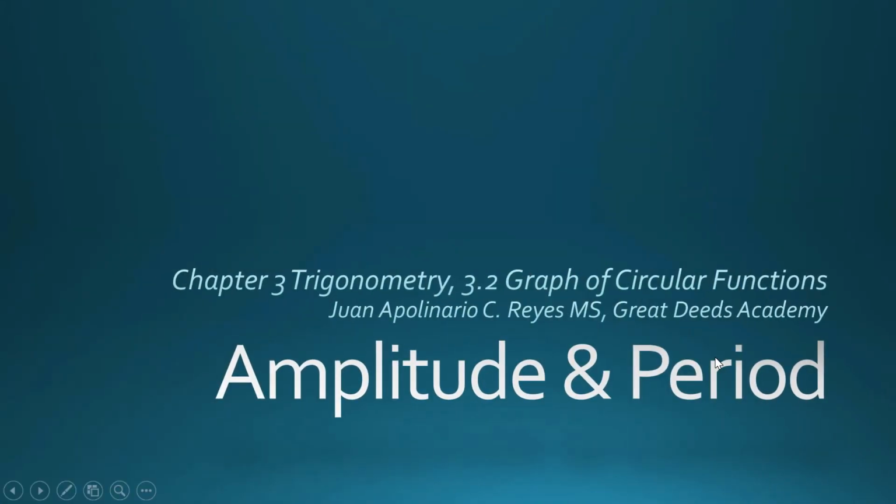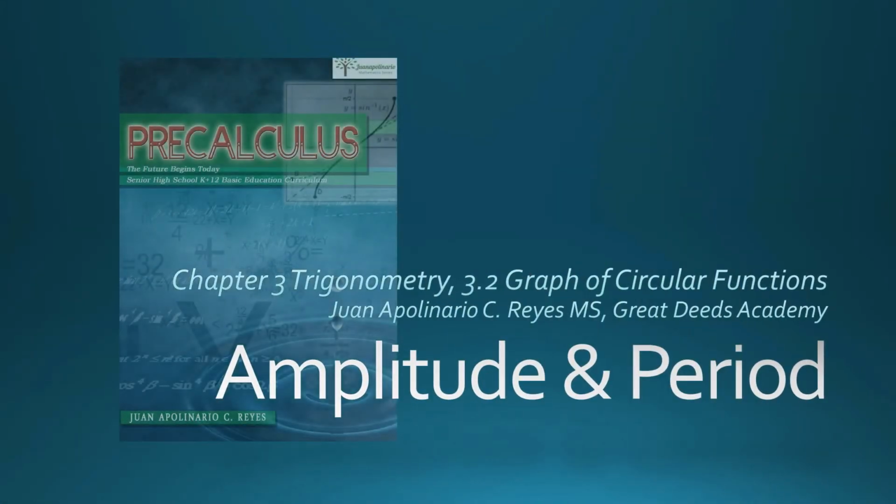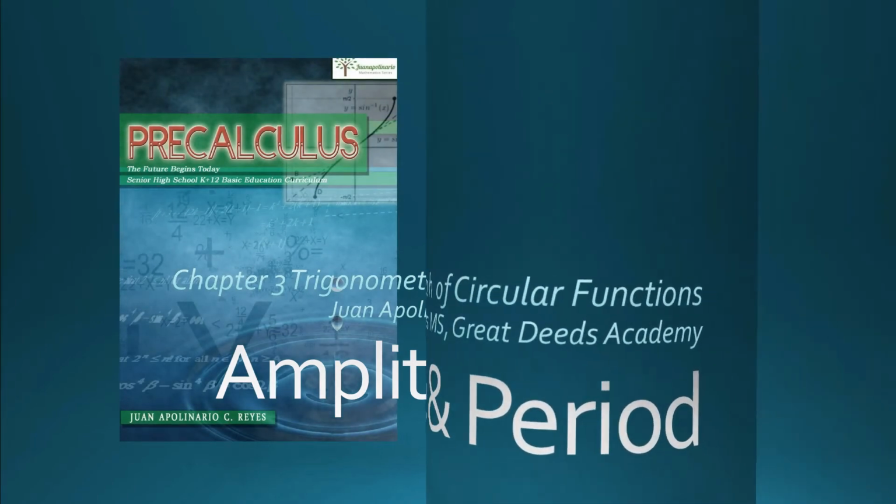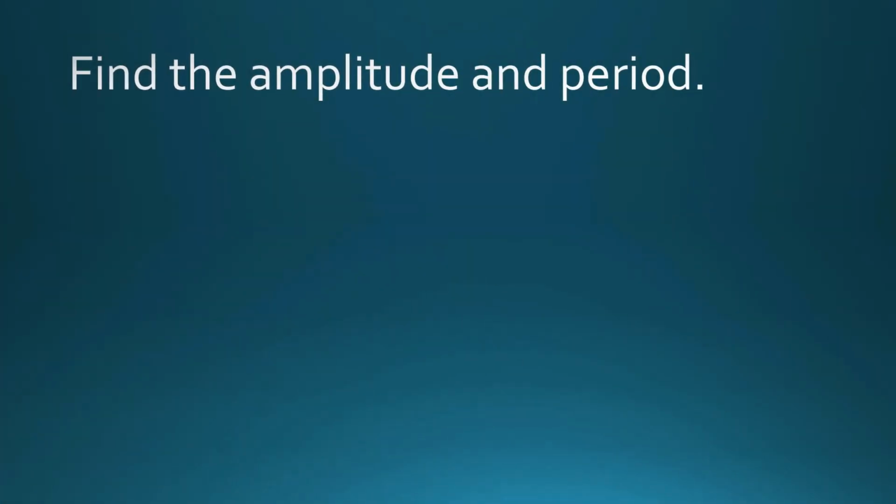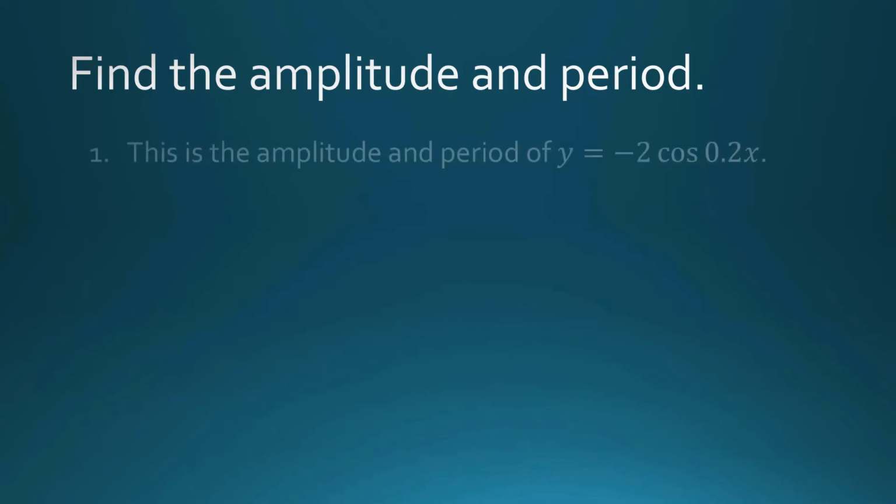Let us answer some exercises. Find the amplitude and period. This is the amplitude and period of y is equal to negative 2 times cosine of 0.2 times x. So a here, a is equal to negative 2. B is equal to 0.2.